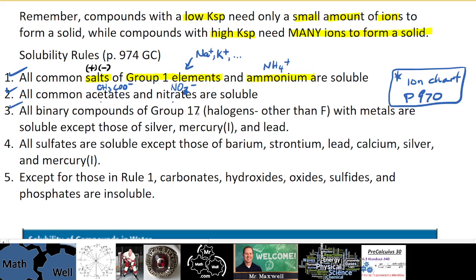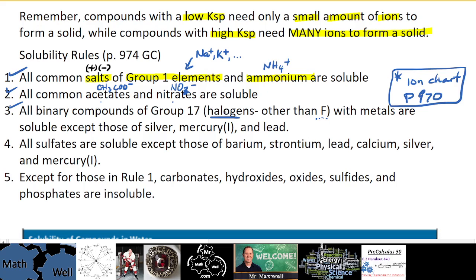All binary compounds of group 17. That's the halogens. So group 17 is the column second from the far right. And if you have a halogen there, other than F, there are some exceptions. Again, remember we talked about chemistry rules for nature. There are always exceptions. Certain conditions, certain things. You'll find as you move through studying more and more science, there are more and more exceptions. So we're hitting the big rules. 99% of what you're going to encounter will be covered in these rules, and you'll be able to work with the Ksps that are published.